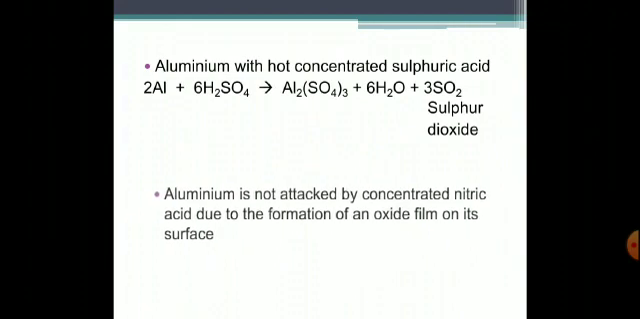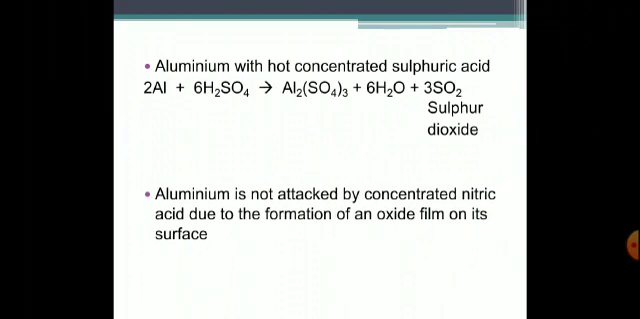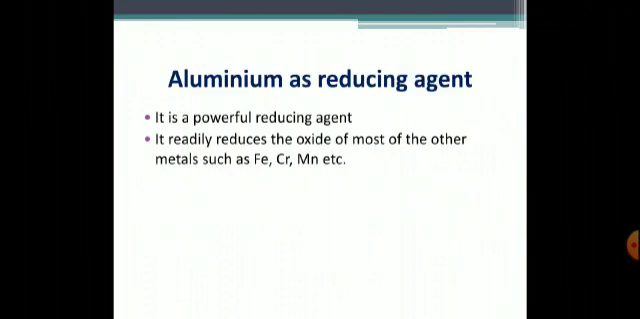But aluminium is not affected by concentrated nitric acid. This is a very, very important 2-mark question. Why is aluminium not attacked by concentrated nitric acid? Aluminium metal is not attacked by nitric acid at any concentration because of the thin and unreactive protective layer of Al2O3 formed on the metallic surface. That is why it is not attacked by concentrated HNO3.